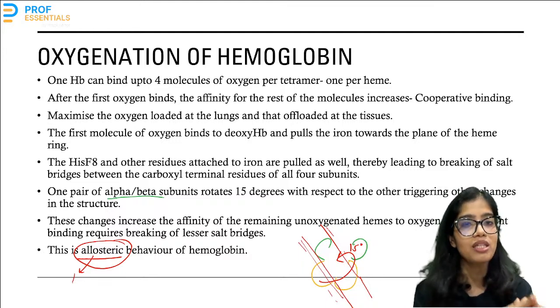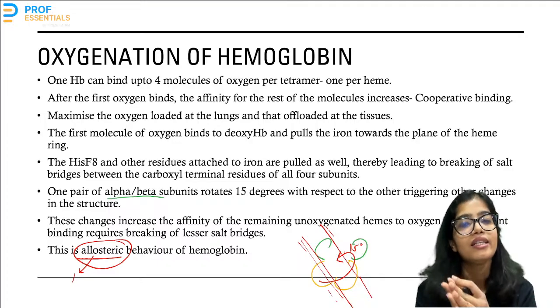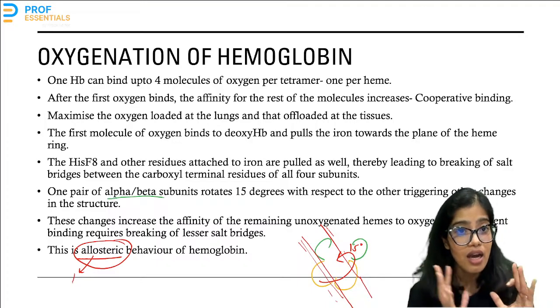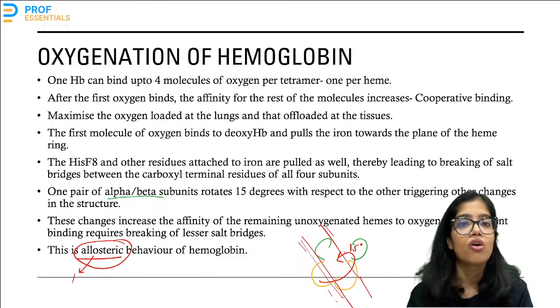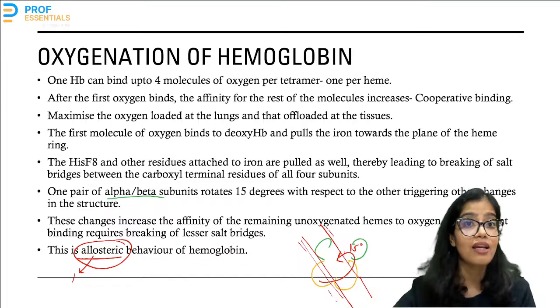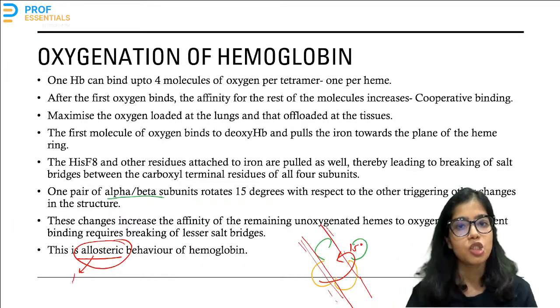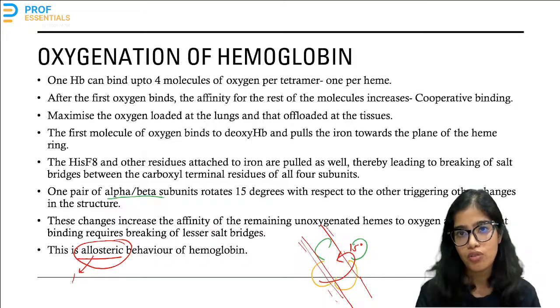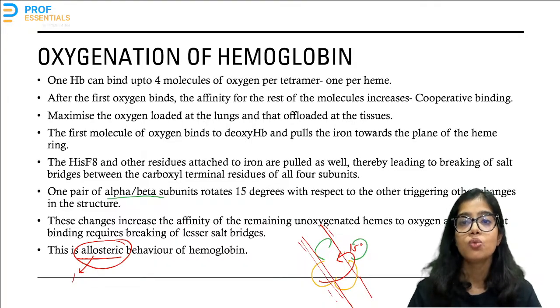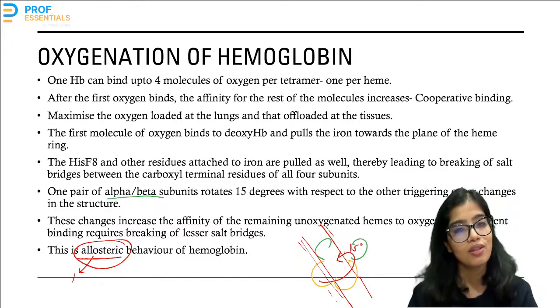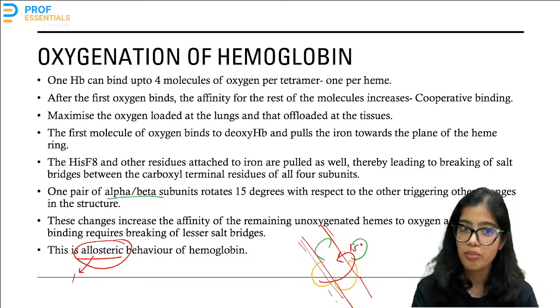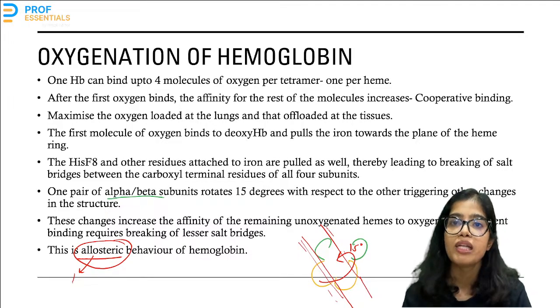That is, attachment at one site is going to facilitate attachment at another site. Attachment of a substrate at one site is going to facilitate attachment or reaction of another substrate at another site. Similarly, attachment of the first molecule of oxygen on the hemoglobin molecule is going to lead to increased affinity for the attachment of the other oxygen molecules on that molecule. This is an allosteric behavior. It is an example of cooperative binding.